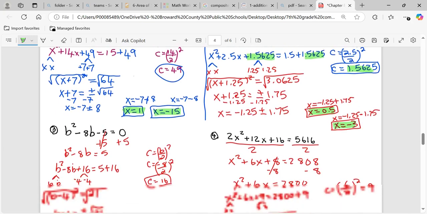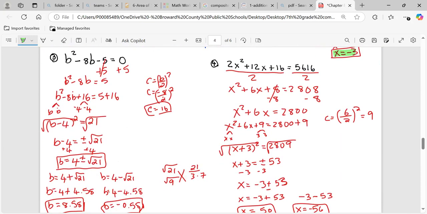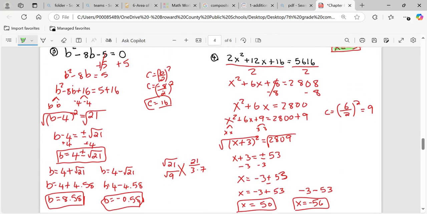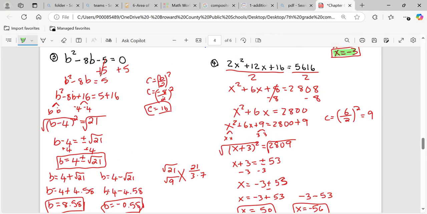All right, now that you are back, for number 3, you would have subtracted 5 on both sides. And then you would have found your c. c is equal to b over 2 squared. c is equal to 16. You add that to both sides. And then you find the perfect square, which is b minus 4, because of that negative 8. And then that's equal to 21.